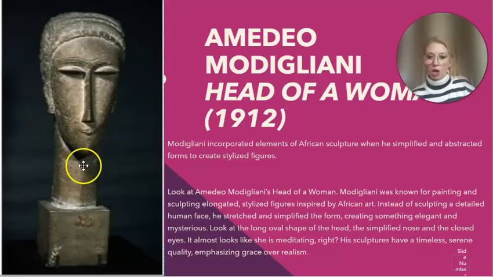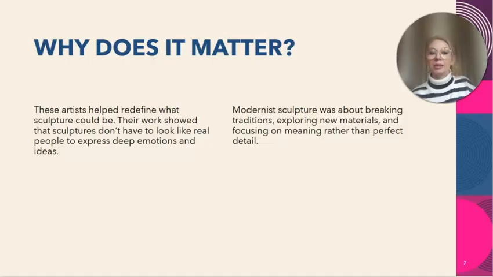So look at the long oval shape of the head, the simplified nose, which is just like a rectangle, and the closed eyes. Those look like almost long semicircles. It looks like she's meditating. His sculptures have a timeless, serene quality, emphasizing grace over realism. So my question is, do you like it? That's always my question.